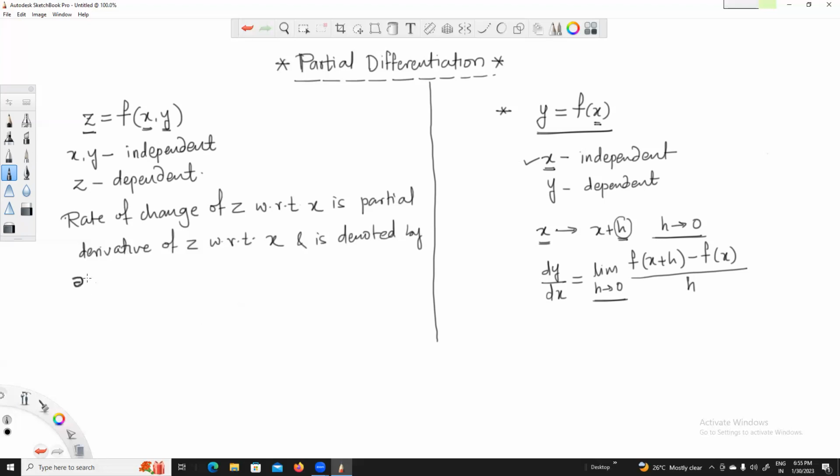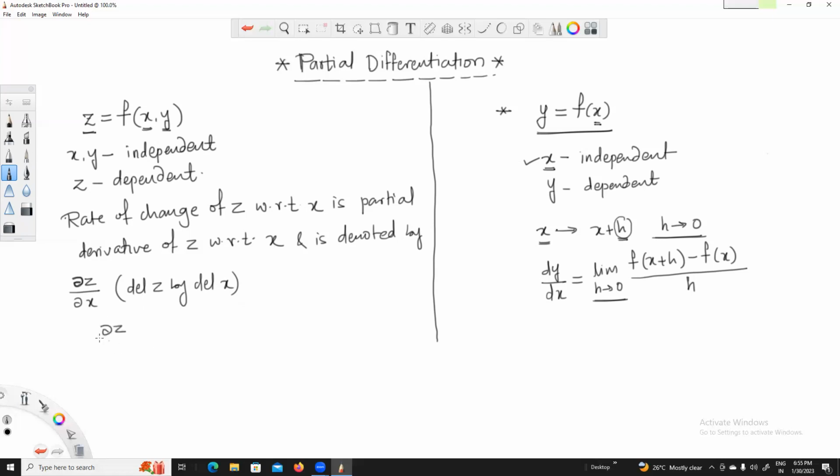This is nabla del z by del x. You can pronounce this as del z by del x, or sometimes daba. Somebody may use daba z by daba x, nabla z by nabla, depends. But usually I prefer to use del z by del x. And how do we define this? So let us define this.